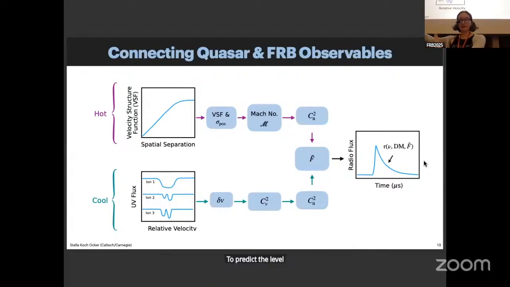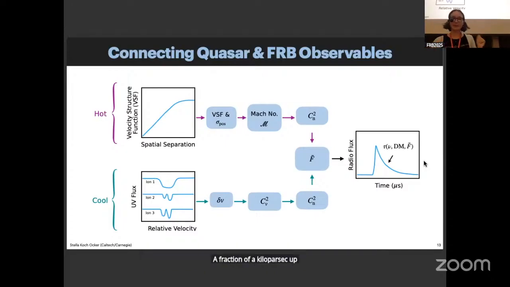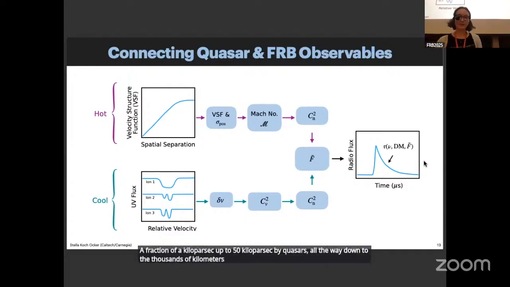For this reason, we can now use the quasar observations to predict the level of scattering in the CGM, again assuming that the turbulence extends across this huge range of spatial scales, all the way from the fraction of a kiloparsec up to 50 kiloparsecs probed by quasars, all the way down to the thousands of kilometers probed by FRBs.